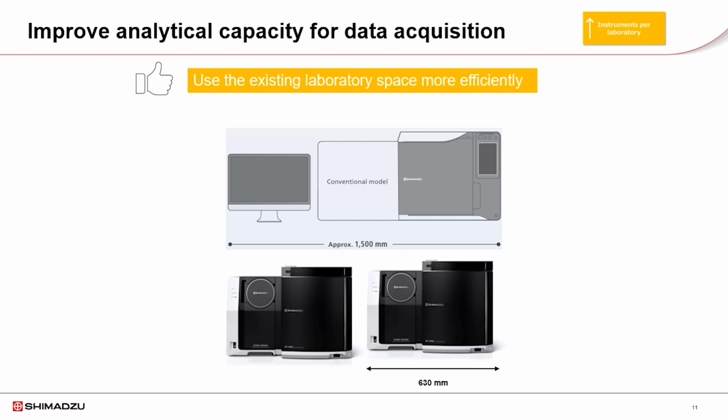And the PC controls two GC-MS systems via Ethernet cable, so you don't need to put the PC next to the instrument. Due to technology improvement, GC and MS, both of them are getting smaller and smaller. And as a result, we can put two instruments on a table, where we could put only one GC-MS system so far.